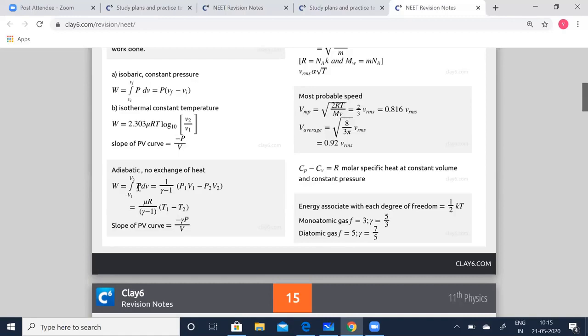Sudden bursting of a tire is a good example of adiabatic change. A cycle tire, when placed in the sun, after some time you can see that it is going to burst, because it is now going to be an adiabatic change where heat is not allowed.